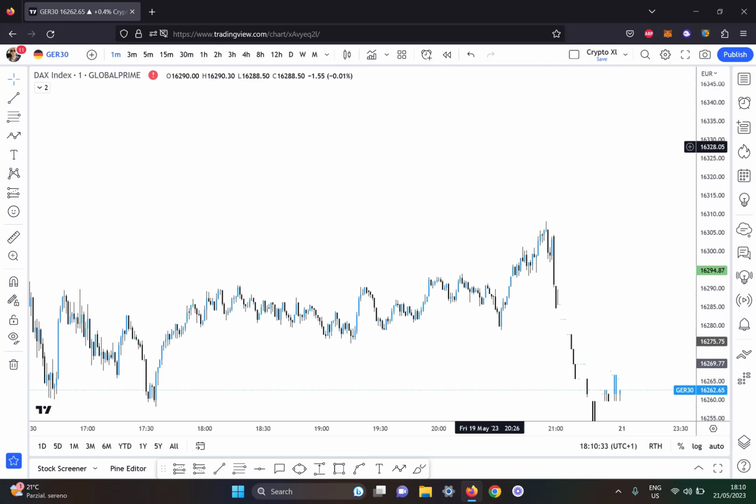For example, me personally, I trade only, I will say, 100% or 99% only Gen 30. Sometimes maybe one trade every 2 months. I trade the Nasdaq if I find a good opportunity, but I prefer to focus on Gen 30.